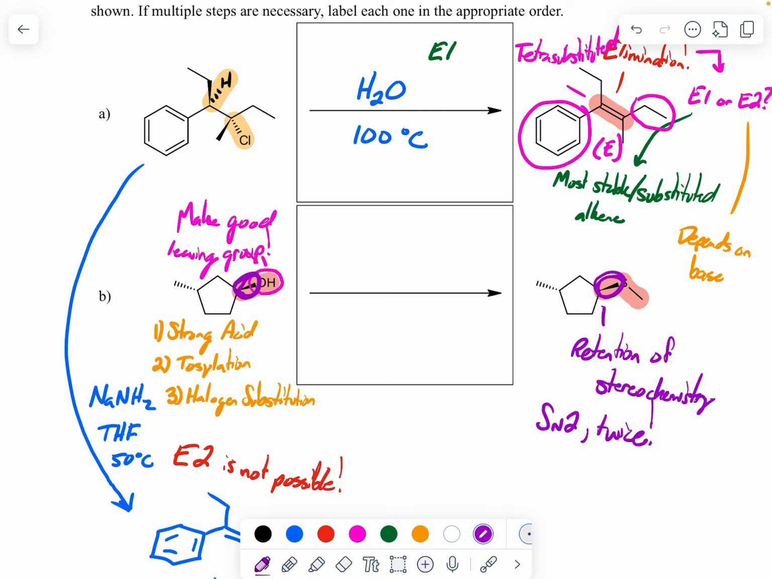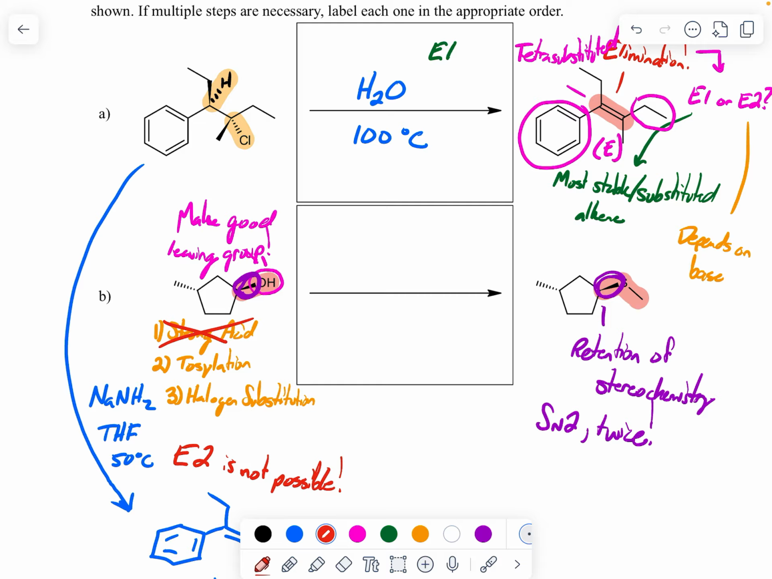So now we have to ask ourselves the question, which method of making the alcohol a good leaving group is appropriate for making this retention of stereochemistry occur? So it needs to be one that does an SN2. First of all, we can look at strong acid. Strong acid is a bad choice here because remember that strong acids do a mixture of SN1 and SN2 when on a secondary carbon. So this one is bad. It would give us mixed stereochemistry.